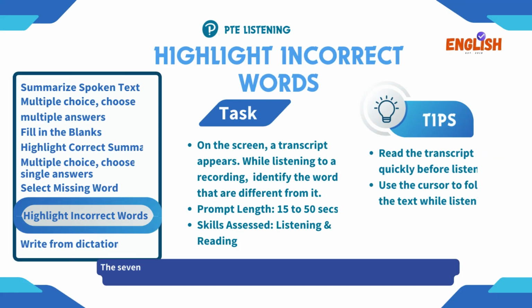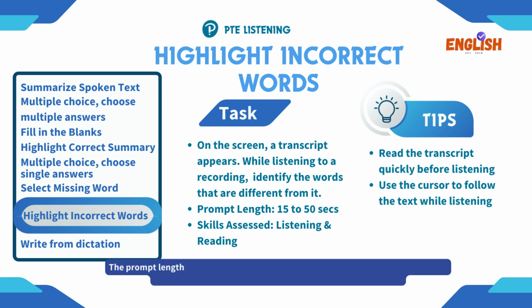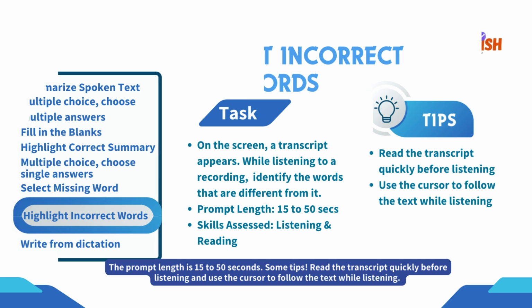The seventh question type is highlight incorrect words. In this task, a transcript appears on the screen and you must listen to a recording to identify the words different from it. The prompt length is 15 to 50 seconds. Some tips: read the transcript quickly before listening and use the cursor to follow the text while listening.